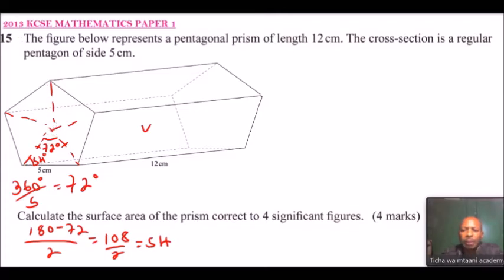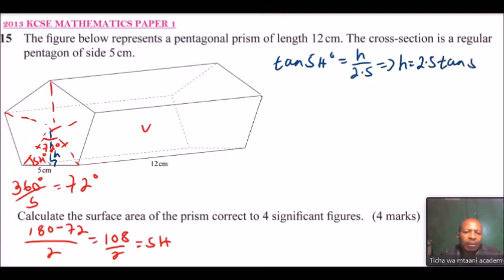So we need to drop a perpendicular here, so that we are able to get the area of this triangle here. If we call that the height, we can say the tangent of angle 54 is the opposite, which is the height, divided by the adjacent, and the base is 5, so this side is 2.5, half of it. This implies that h, the height of that triangle, is 2.5 multiplied by the tangent of 54 degrees. When you use your calculator, you should be able to get 3.44, that is 2 decimal places.